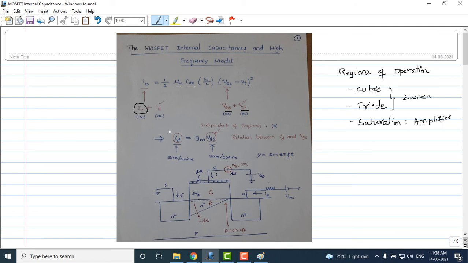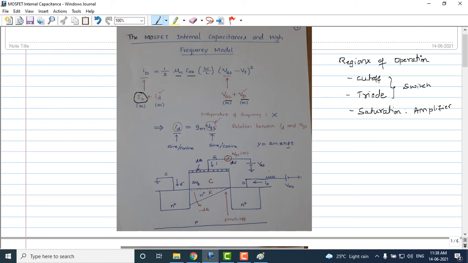And even if you observe the MOSFET, the output current and input voltage relation, MOSFET is basically a voltage controlled current source, VCCS. That means a change in the input voltage makes a change in the output current. That's why it behaves as a constant current source, CCS. So this is a relationship between the MOSFET input voltage, VGS, to the output current here. Okay, so this is an AC signal.